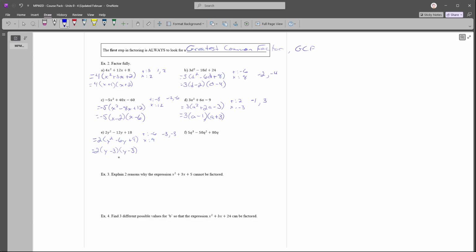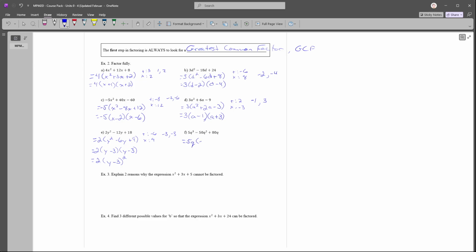Now these brackets are the same, so we can simplify this a little bit further, and we could say 2 times y minus 3 squared. All right, last one here. So what do we have? We have a greatest common factor of 5, but we also can get rid of a q. There's a q in each term. So we're going to factor out a 5q in this case.